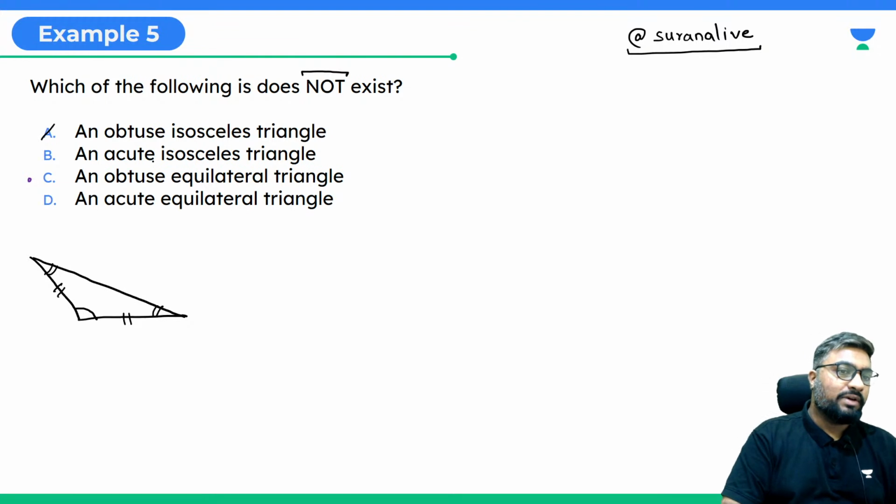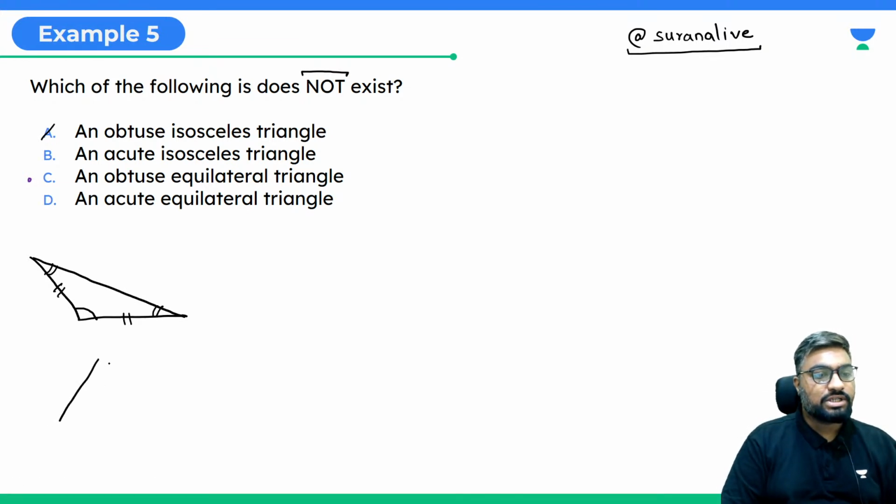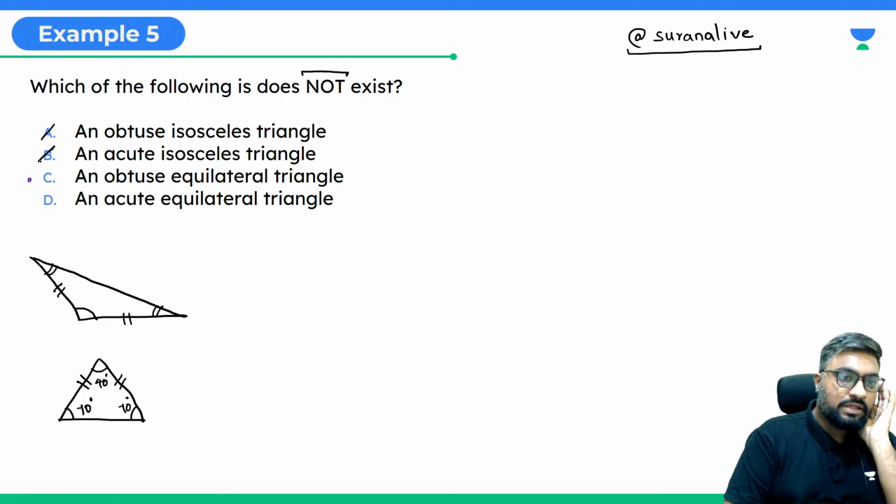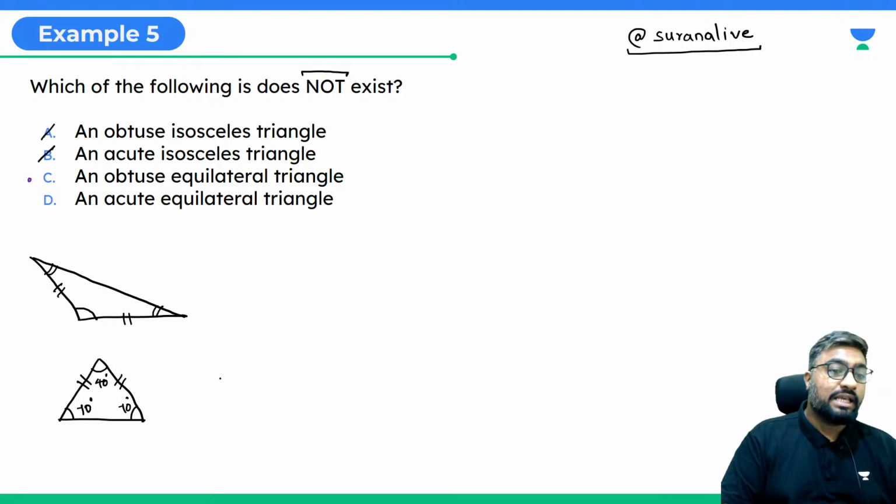Let's look at the second one, acute isosceles triangle. Is it possible? Yes, an acute isosceles triangle is also possible. If these two sides are equal, this is the unequal side. Just for an example, you can take 70 degrees. So this will also be 70 degrees and automatically this will become 40 degrees. Is it possible? Yes. All three angles are less than 90 and two sides are equal. Possible.